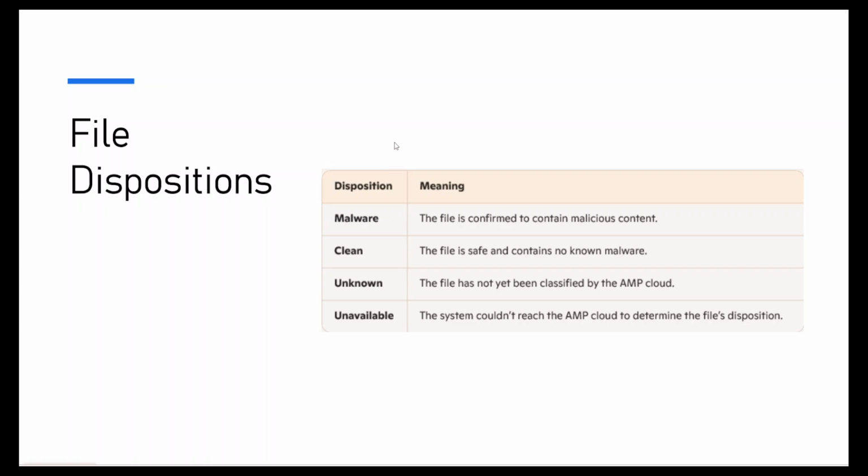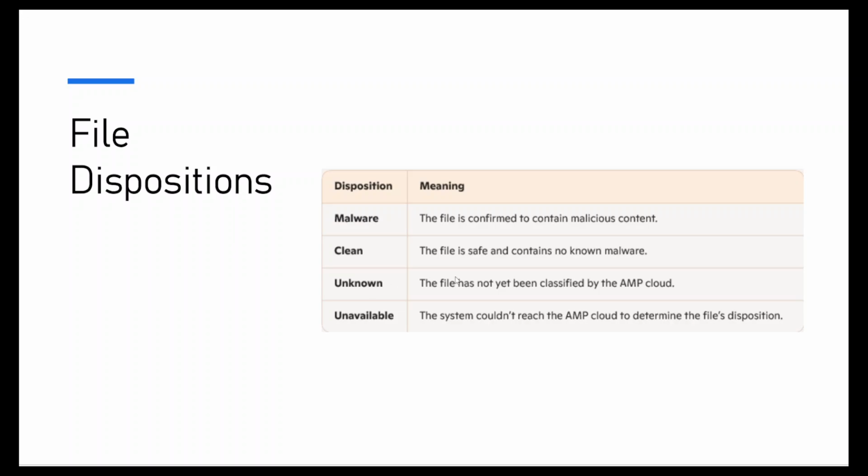Okay. So file dispositions, which is really the verdict of a file once it has been analyzed by FTD via local analysis mechanism, or if it was sent to AMP, Cisco Cloud, then what was the verdict about that file from the Cisco cloud? Basically, the final decision on the verdict. So there are four major verdicts. Malware, the file is malicious. Okay. Clean, the file is safe and it has no malware.